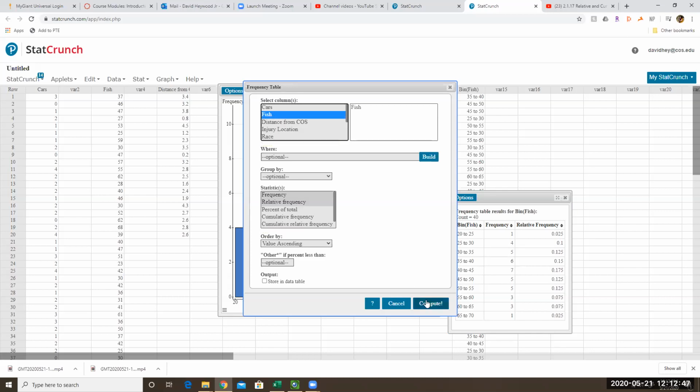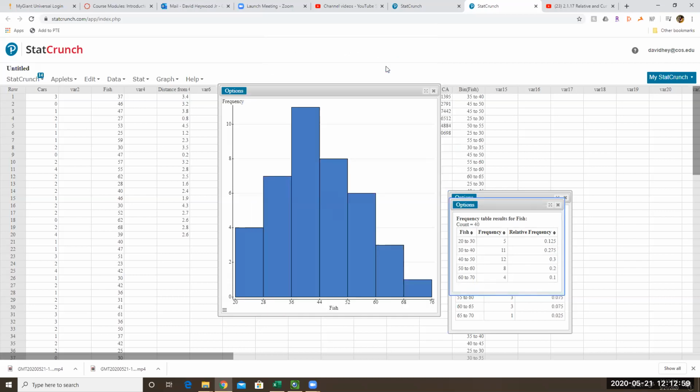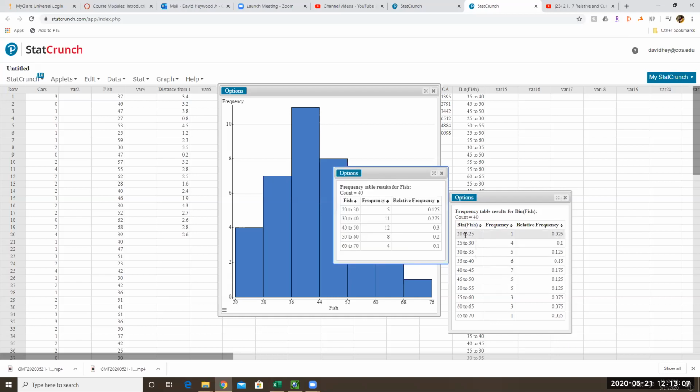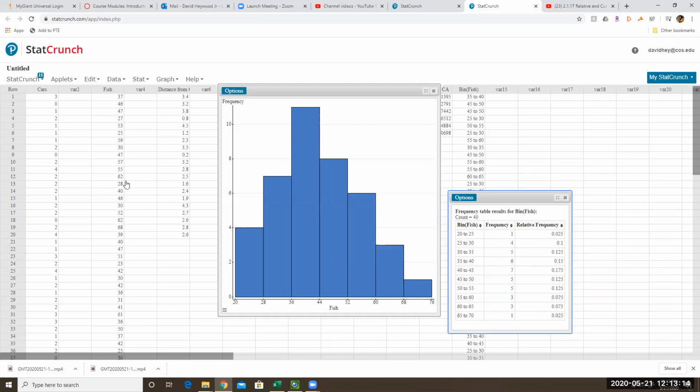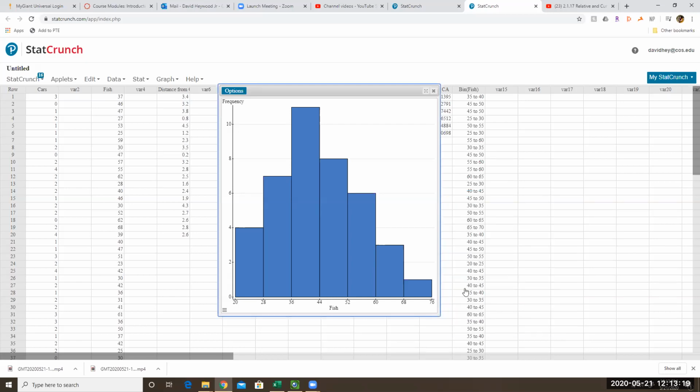Fish, and compute. See, you get this error that says, whoa, lots of unique numeric values for fish. Want to turn on binning for this procedure? You can say okay, but there's no guarantee that it's going to give you the same bins that you asked for. Like in this case, it's binning by 10s instead of binning by 5s, like we wanted it to do. So that gives you kind of bad results, I guess you could say. So you have to bin the data first before you can create the frequency distribution.